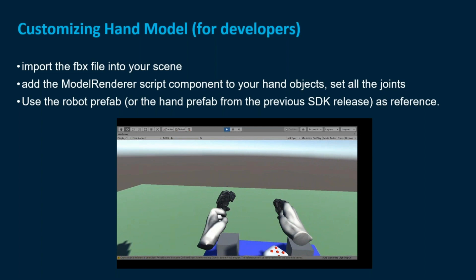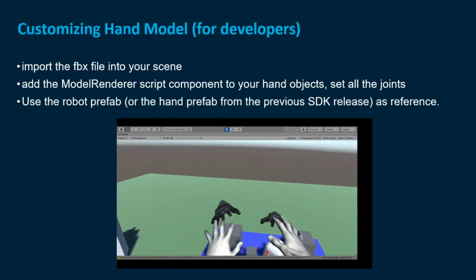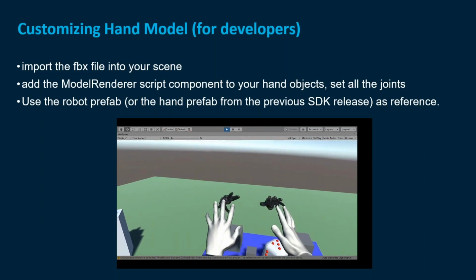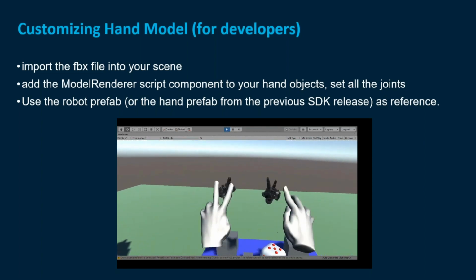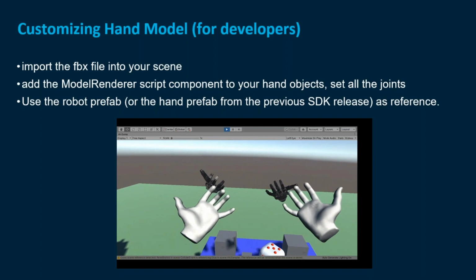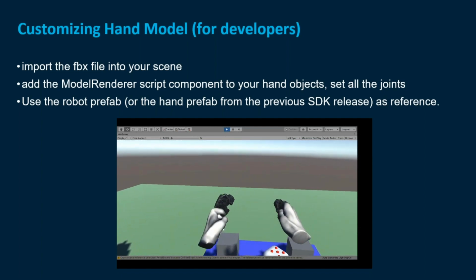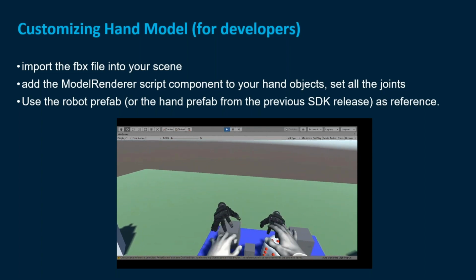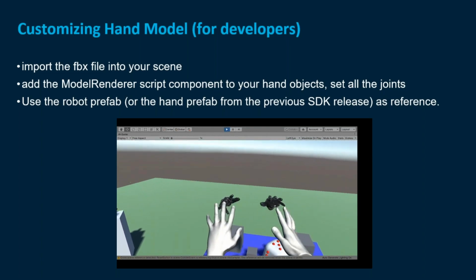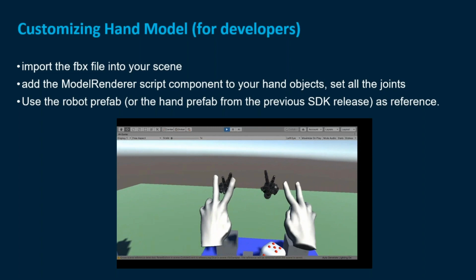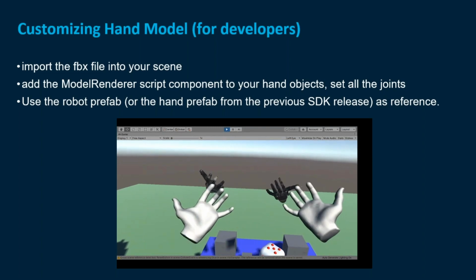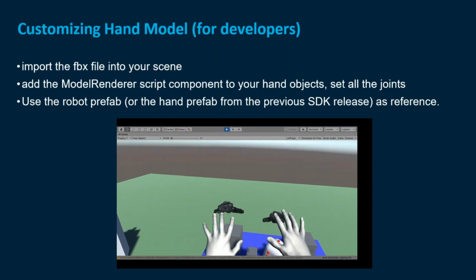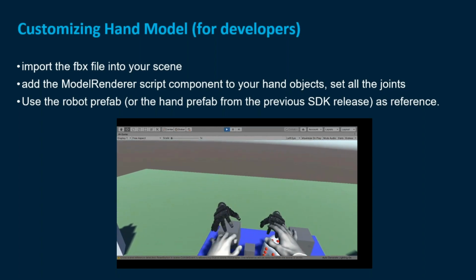From the perspective of developers, you would import your new model as an FBX file into your scene. Then, in the case of Unity, you would add a model renderer script component to each of the hand objects. And then you would make sure it's set to all the joints for that model. Again, we have these example FBX models that you can review for reference to see how we mapped it using this model renderer script.